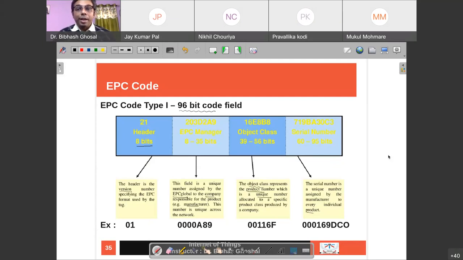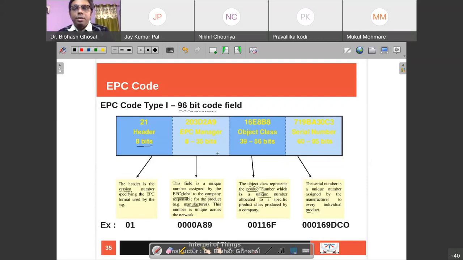This is again a very near range communication. So we discussed 6LowPAN, then we discussed Bluetooth low energy, and then we have a low range communication, which is EPC.